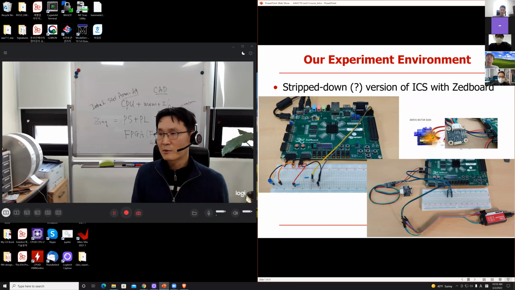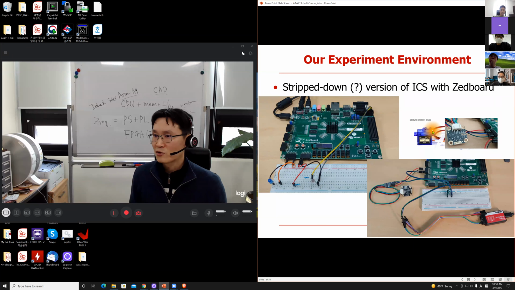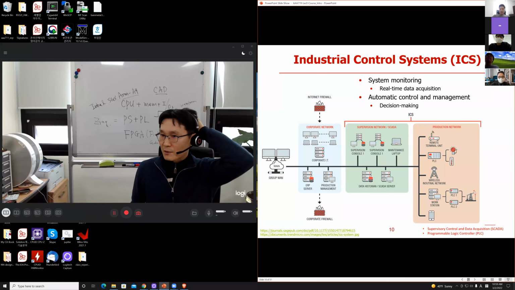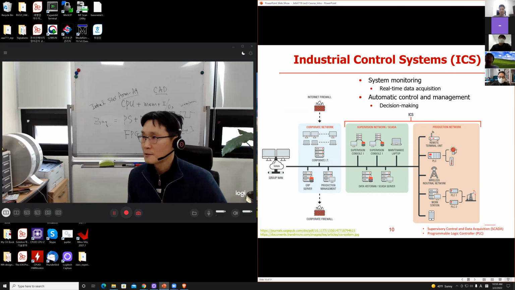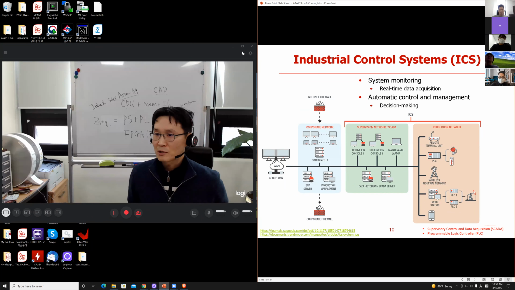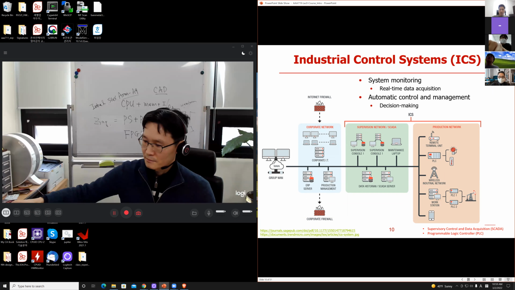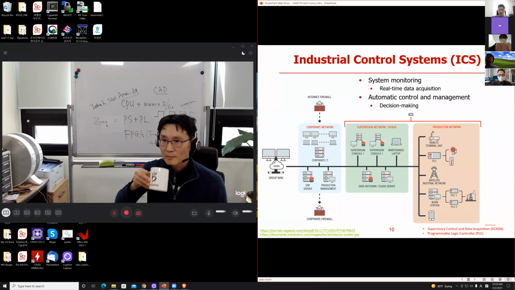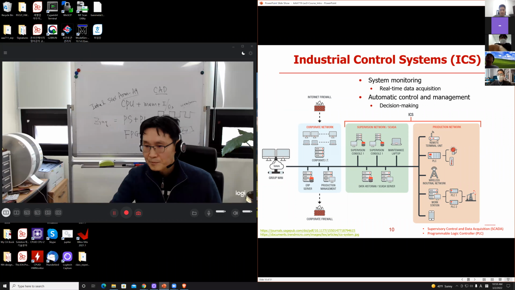So this experiment environment is a super simplified version of ICS, Industrial Control System. Very simplified. So take a look at this block diagram. Gino, can you please? System monitoring, real-time data acquisition, automatic control and management, decision making.